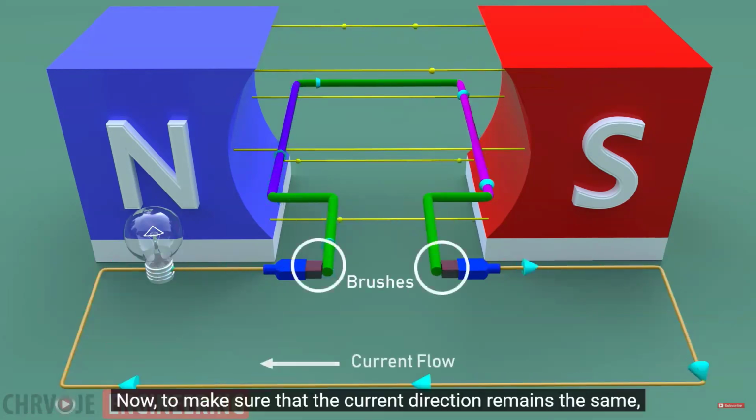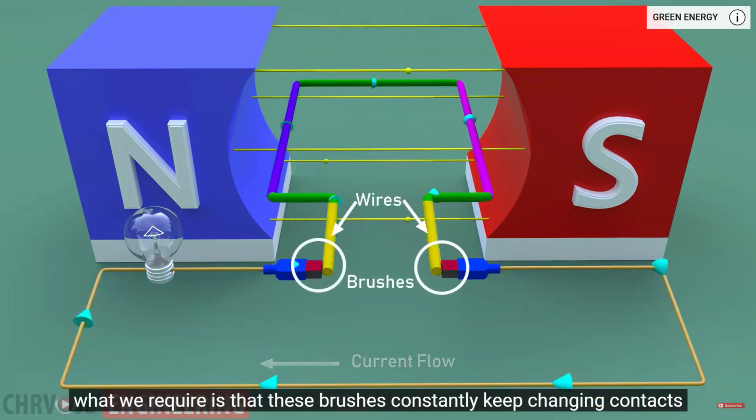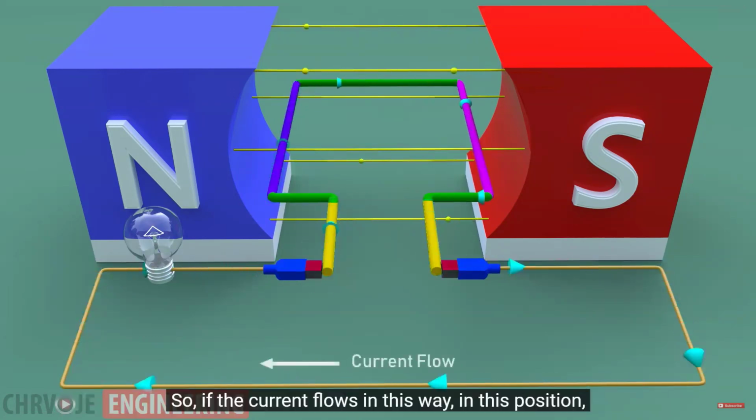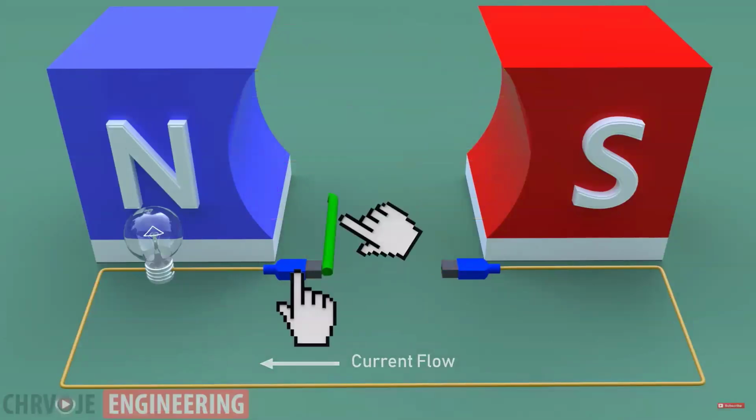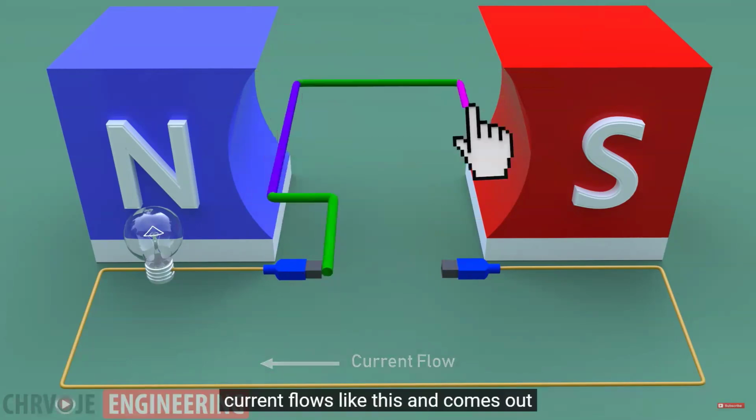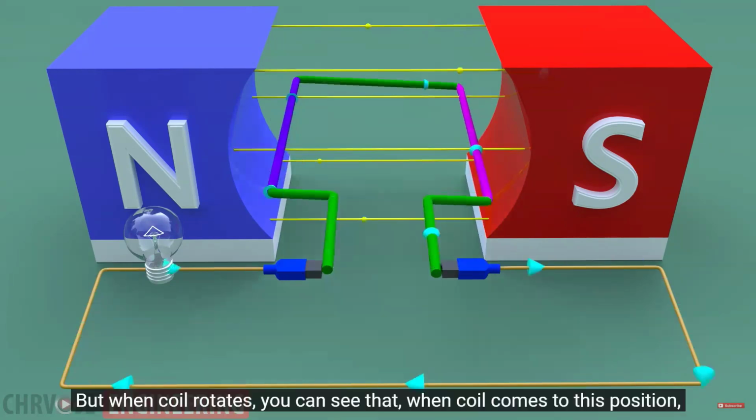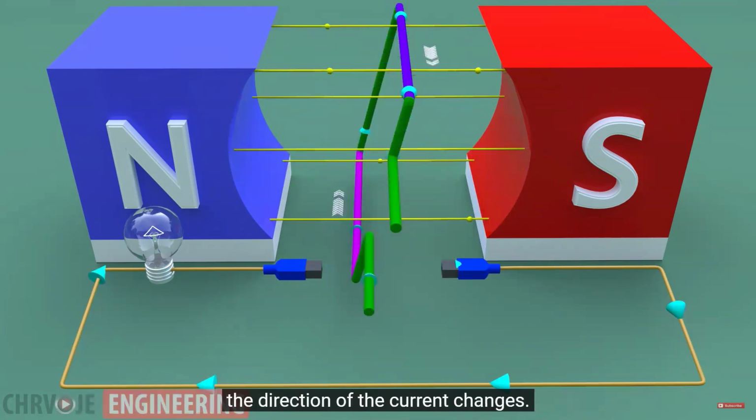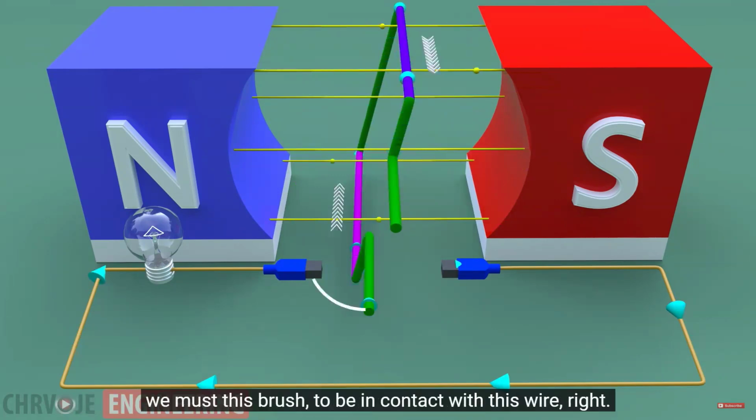Now, to make sure that the current direction remains the same, what we require is that these brushes constantly keep changing contacts between these wires for each half of rotation. So if the current flows in this way, in this position, this brush must be connected to this wire. So current flows like this and comes out. But when the coil rotates, you can see that when the coil comes to this position, the direction of the current changes. If we want to keep the current in the same direction, we must have this brush in contact with this wire.